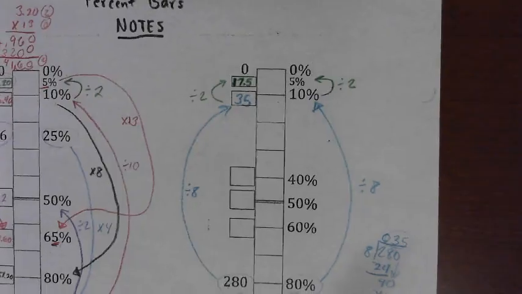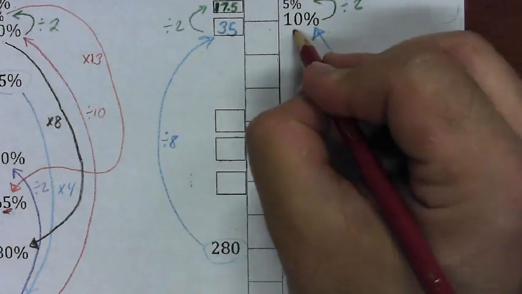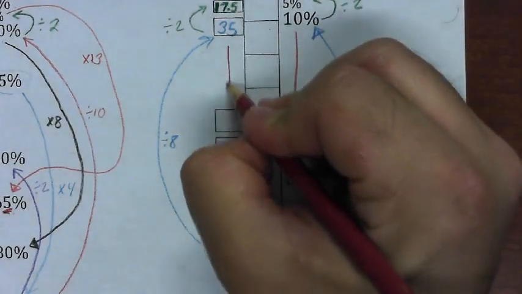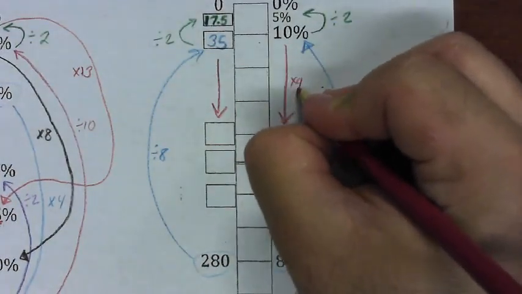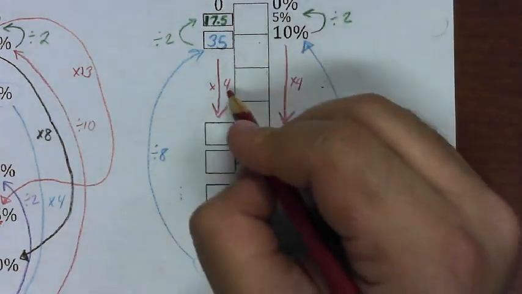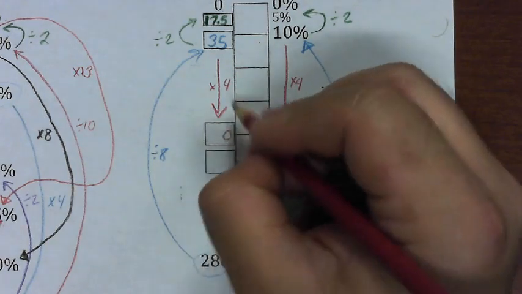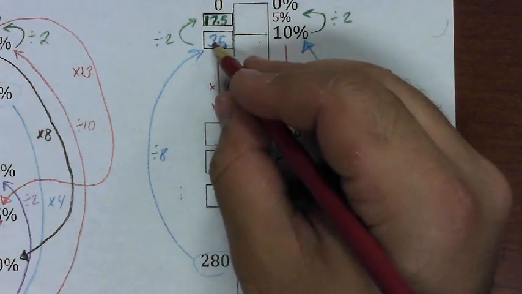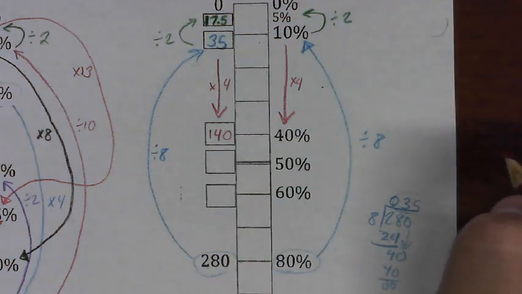Now the next thing that I'm going to do is the other ones real quick here. So I'm going to use my red now to go from 10% straight to my 40. So 35 will give me that number. So 10 multiplied by 4 gives me 40. So 35 multiplied by 4, let's see, 4 times 5 is 20. I'm going to carry a 2. 4 times 3 is 12, plus 2 is 14. So it would be 140.